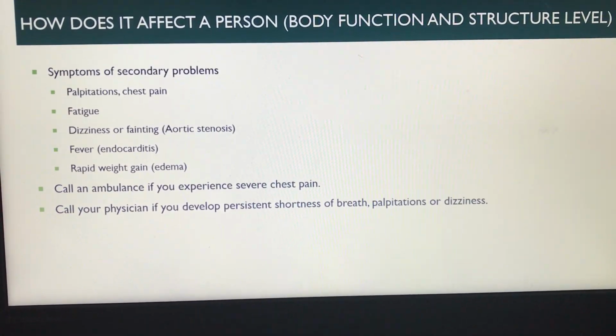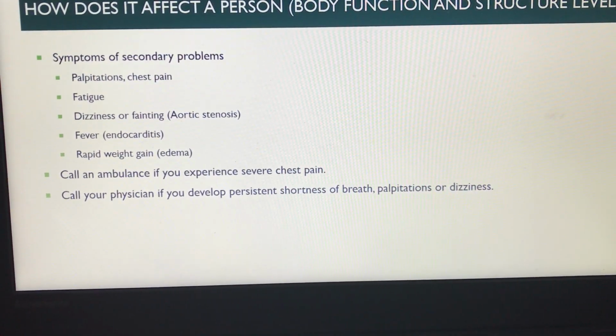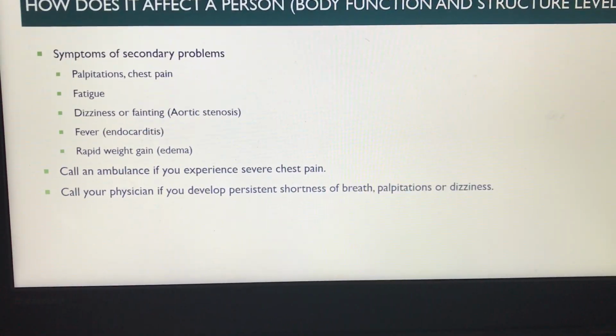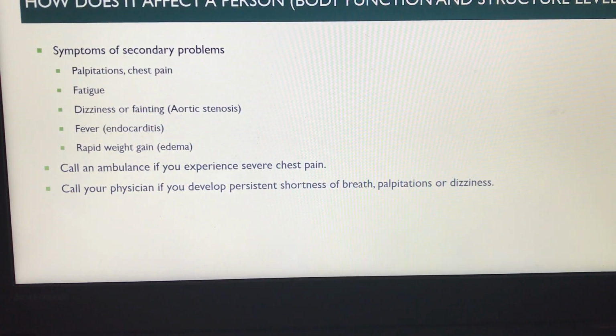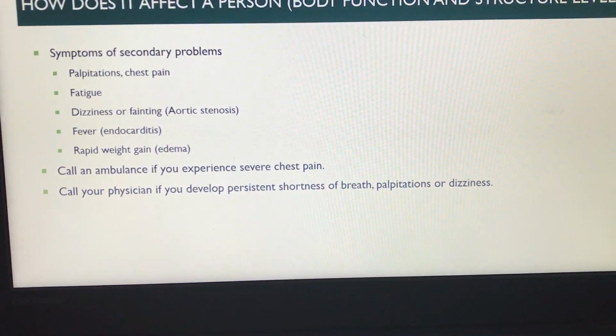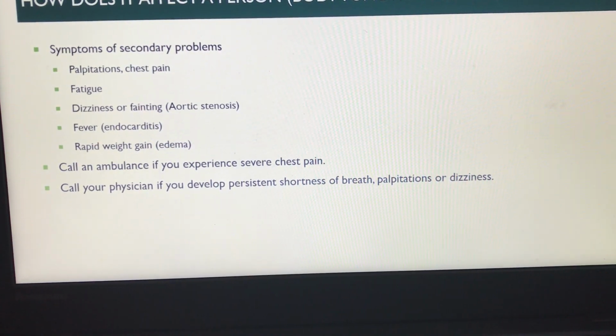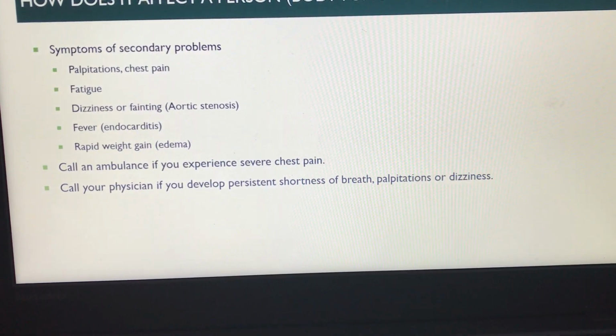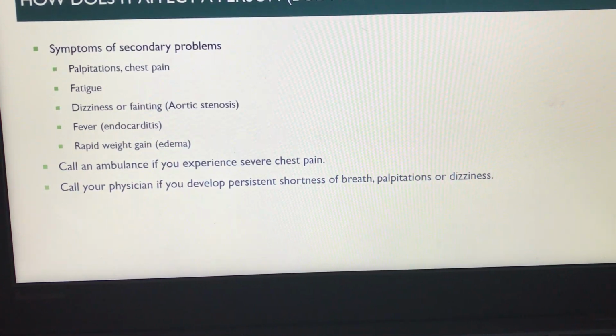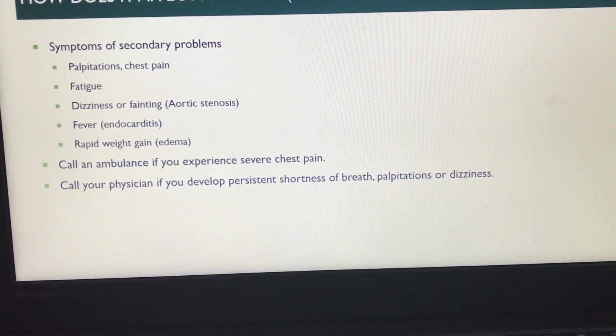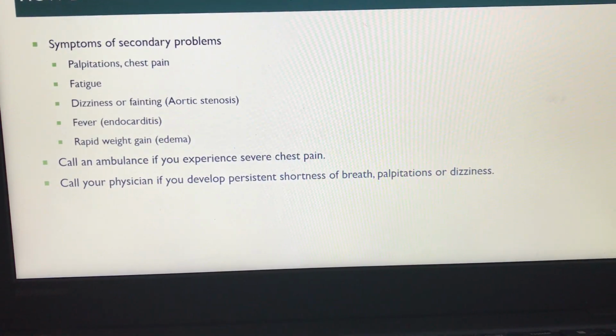Symptoms of valvular heart disease include palpitations, chest pain through decreased oxygen supply to the heart, fatigue, once again through decreased oxygen supply to the body, dizziness and fainting, fever through endocarditis, and rapid weight gain through edema and backflow, which can once again be seen in the ankles, hands, feet, and lungs.